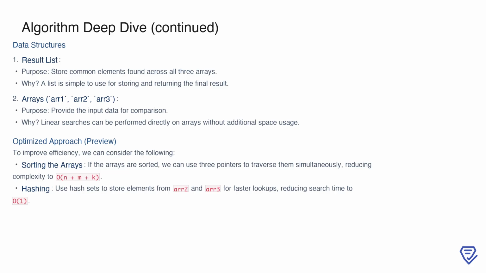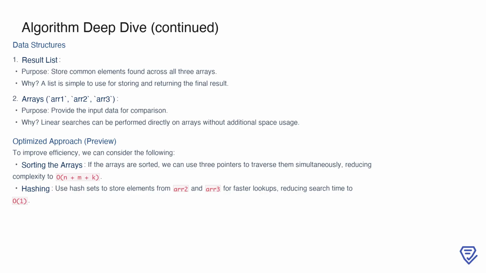The brute force approach uses simple data structures to keep the implementation straightforward. The result list is used to store common elements identified during the process. Lists are a natural choice here because they are easy to work with and allow us to directly append elements as we find them. The input arrays themselves, ARR1, ARR2, and ARR3, are also used directly without requiring additional space, making the implementation space efficient in this sense.